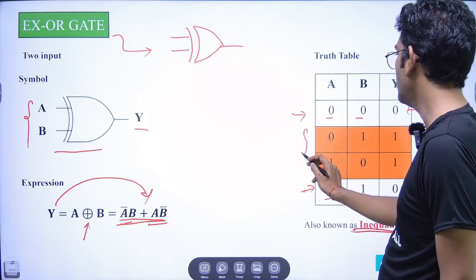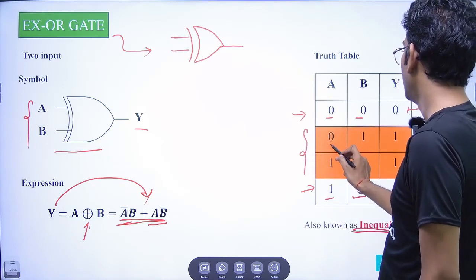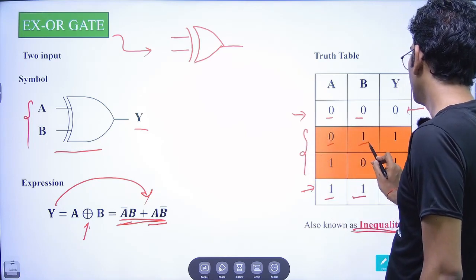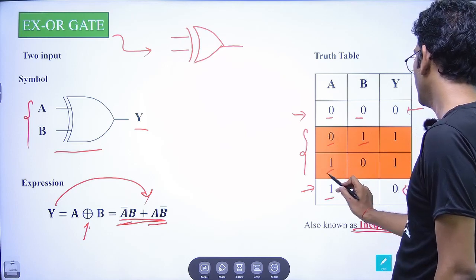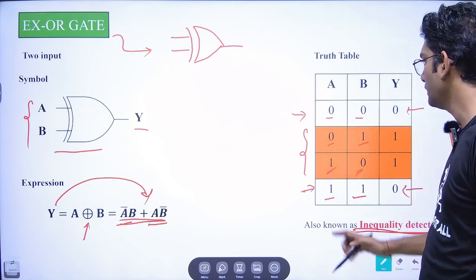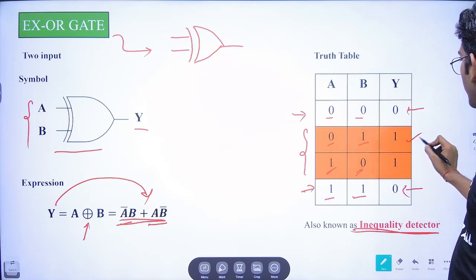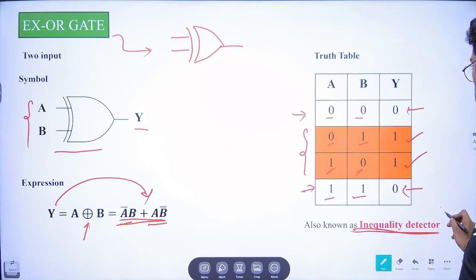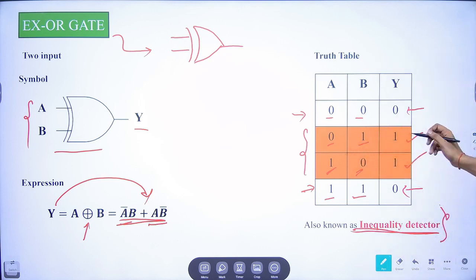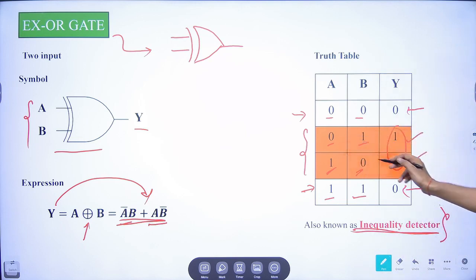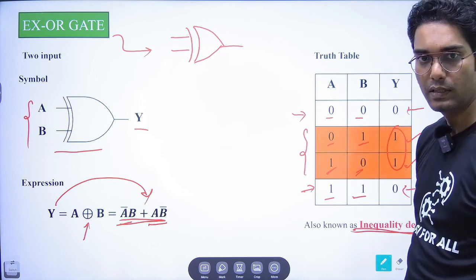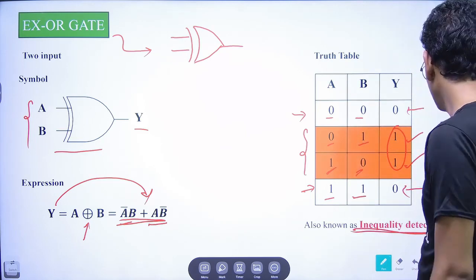Now here in these two cases, one of the inputs is 0 and another is 1. Here one is 0, and here this input is 1 and another is 0. Fine. So here what is it detecting? Inequality. Okay. So here it is giving the output as 1. As this is the inequality detector, it will give the output as 1 whenever it detects inequality in the input. Fine. So this is the basic of the XOR gate.